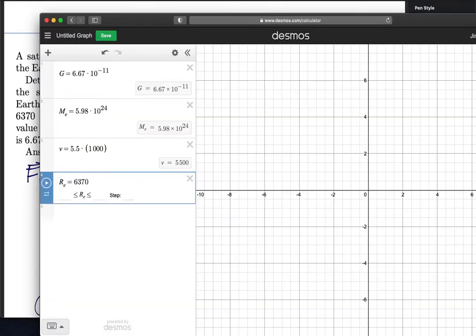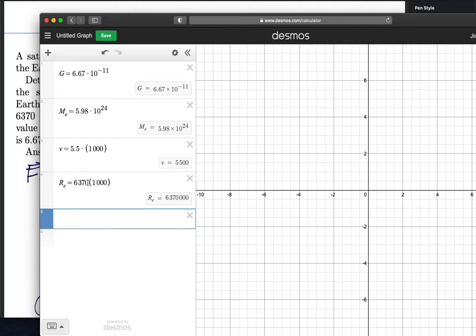6370, but that's in kilometers. So we have to multiply by the number of meters, which is 1,000, in a kilometer. So that's what I've done there. And you could multiply by 10 to the 3 there, but this is me being explicit. I know there are 1,000 meters in a kilometer.